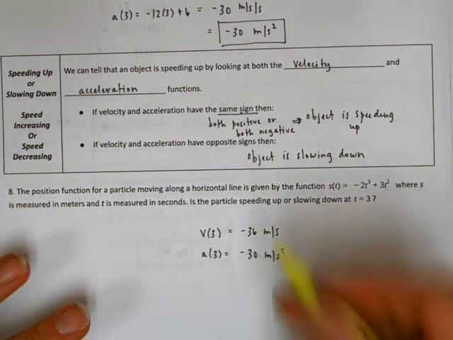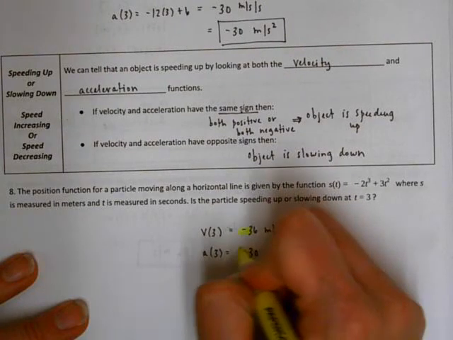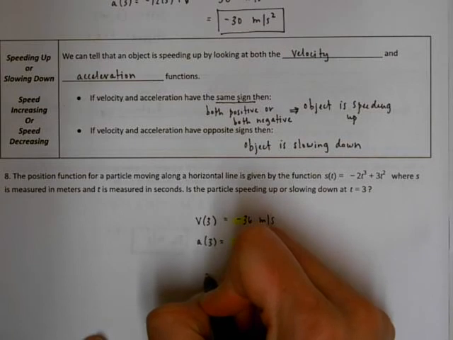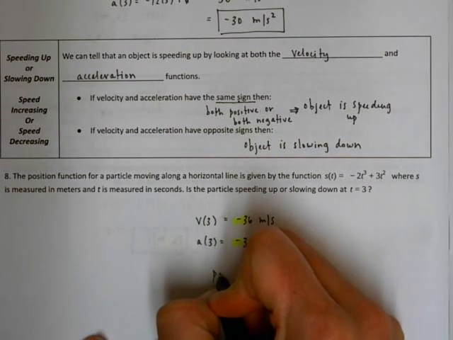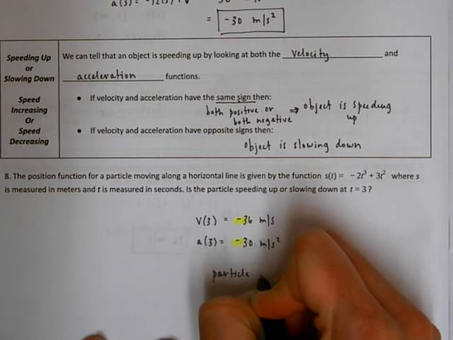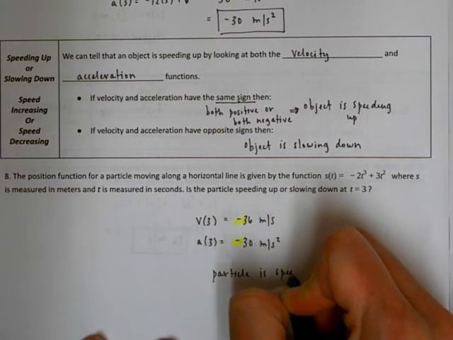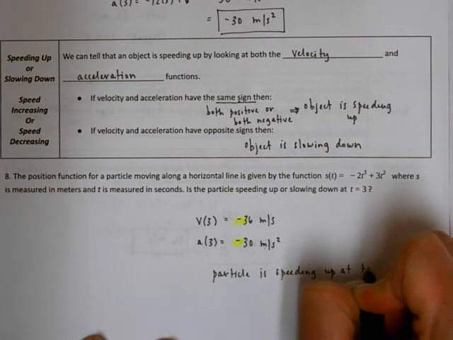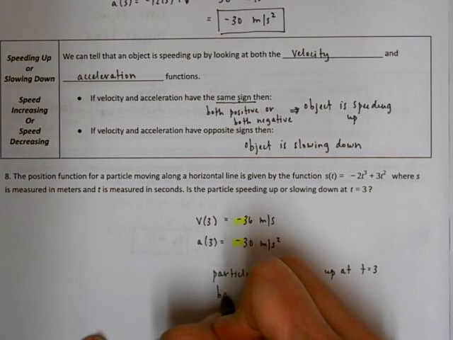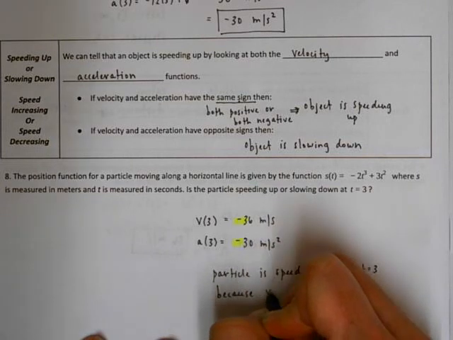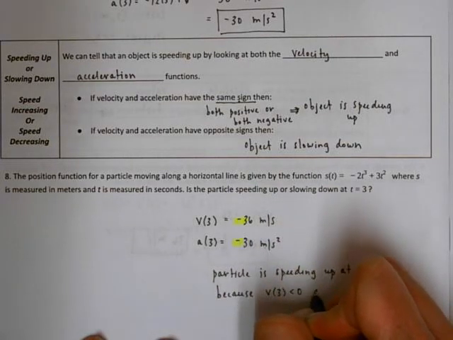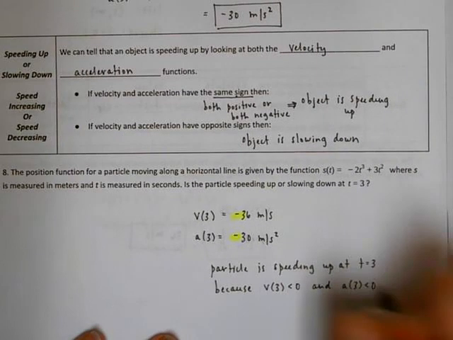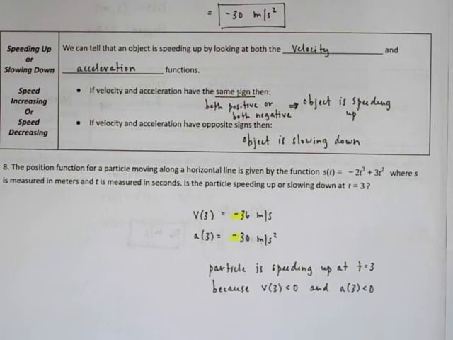So what I notice is that both of these signs are negative. Since they're both negative, the object, our particle, is speeding up at t equals 3. And I would say that because v of 3 is less than 0 and a of 3 is less than 0. So same sign tells me that they're speeding up.